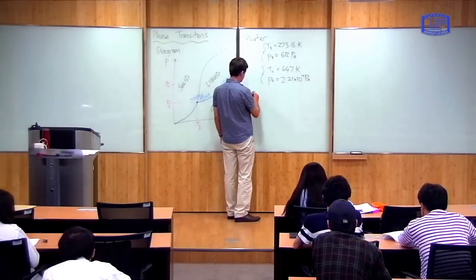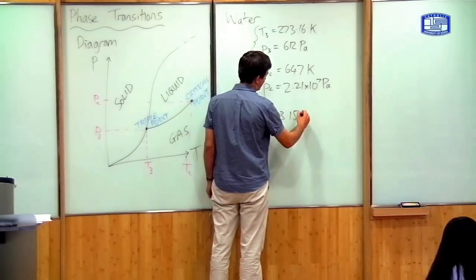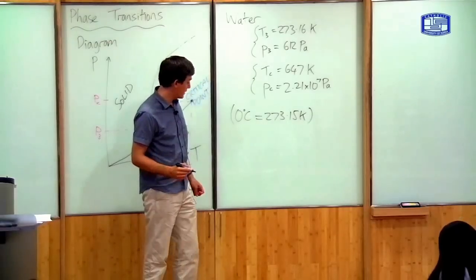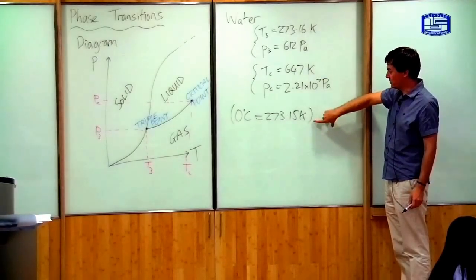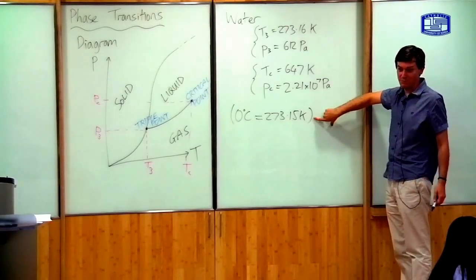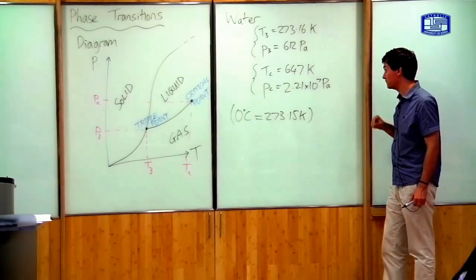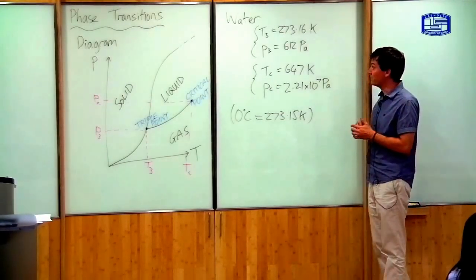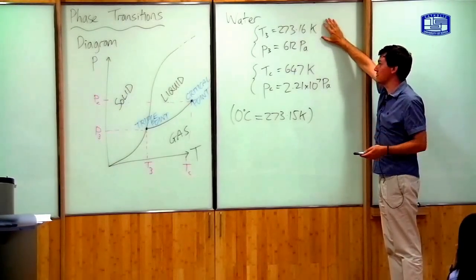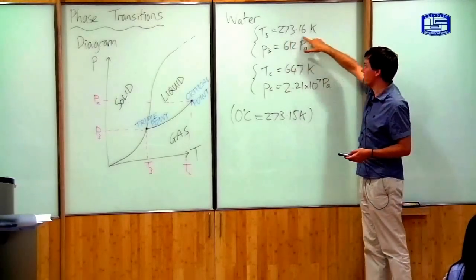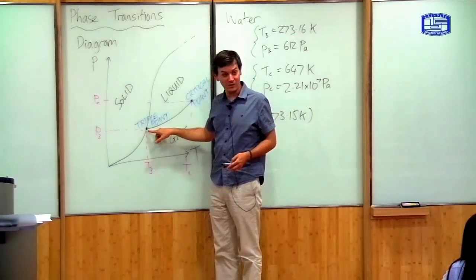Okay, so if you remember that 0 degrees C corresponds to a temperature of 273.15 Kelvin, that's what I told you last time, you can see that the triple point temperature is very close to the freezing point at room pressures. So the triple point is very close to the freezing point at room pressures. And in fact, in the case of water, this triple point temperature is defined. The Kelvin and the Celsius scales now are defined in terms of this value of the triple point of water, because it's experimentally possible to measure it very accurately.